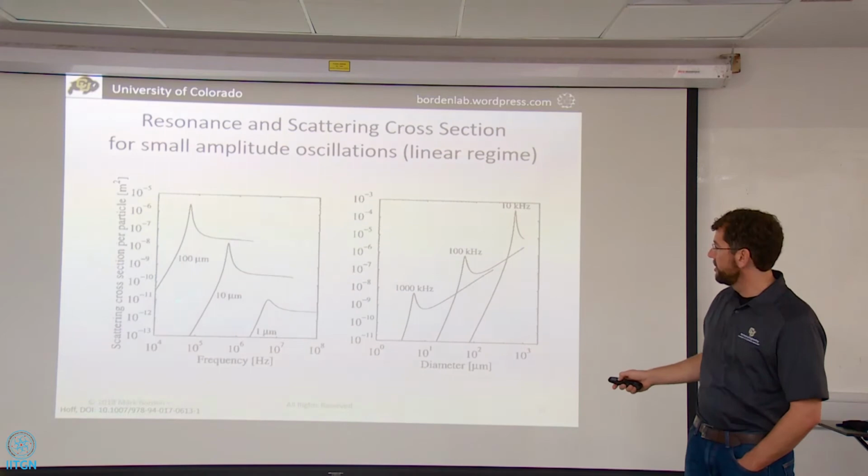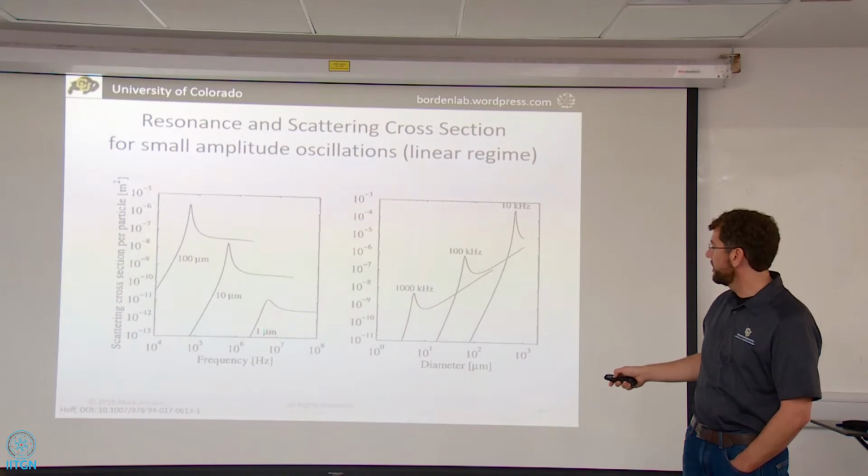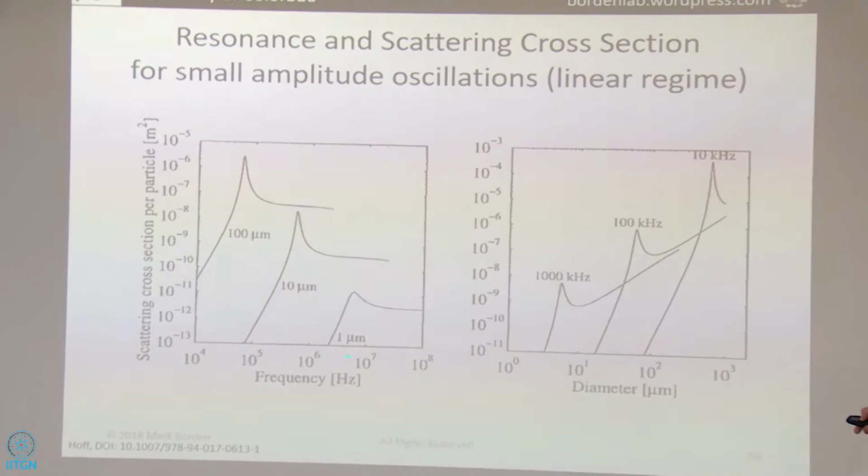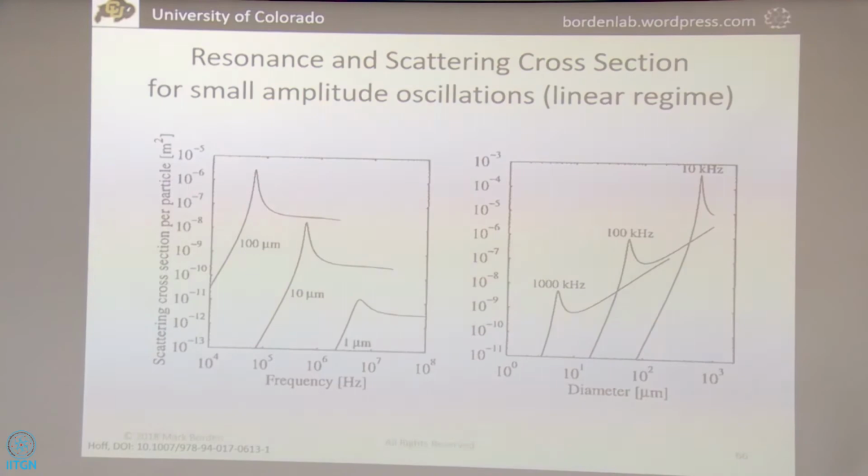Here it shows frequency versus scatter cross section. And you can see the effect of frequency for different bubble sizes: 1 micron, 10 microns, 100 microns. Notice that the resonant frequency, which is the peak, shifts to lower frequencies as you increase bubble size. Okay? Larger bubbles resonate at lower frequencies, smaller bubbles resonate at higher frequencies.